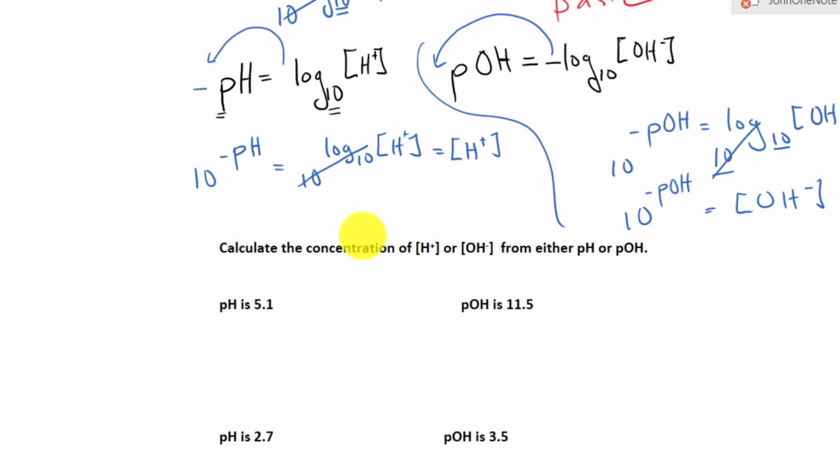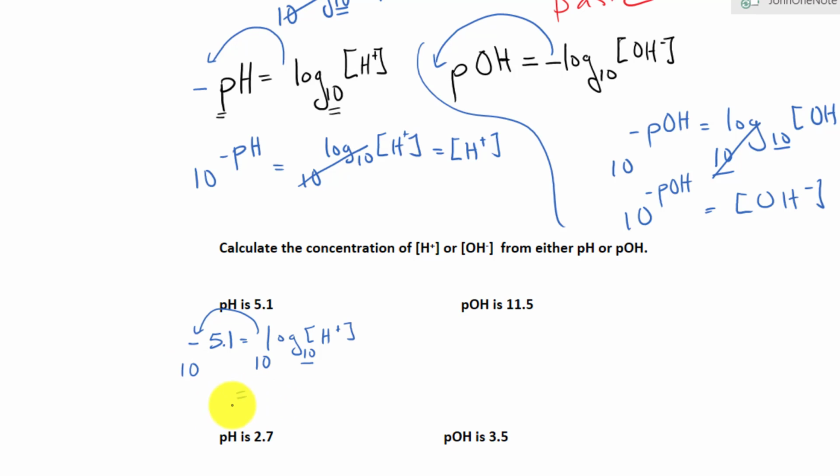So let's try a problem. In this case, I have a pH of 5.1. So what is the value of H plus going to be? Here we have 5.1 equal to negative log of the concentration of H plus. So I bring the negative over, and I would have negative 5.1. The next step is, I know that the base is 10, so I'm going to put 10 to the power on both sides.